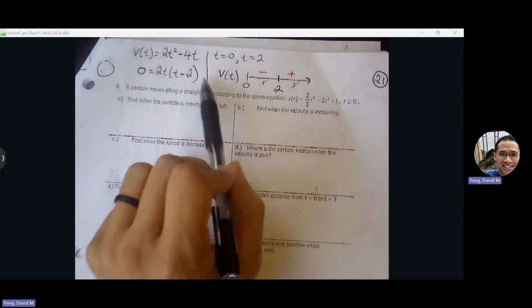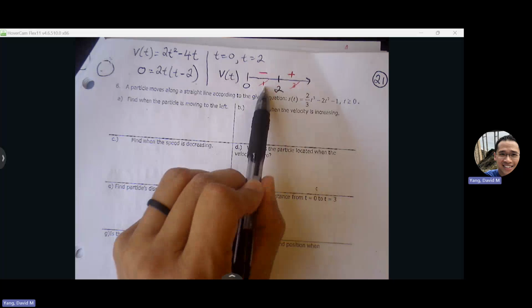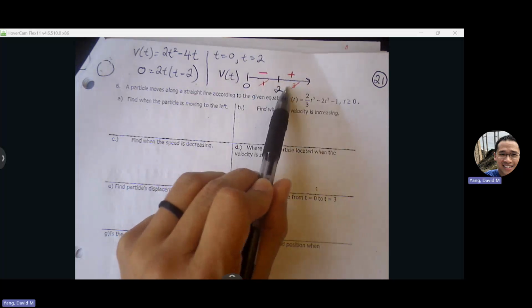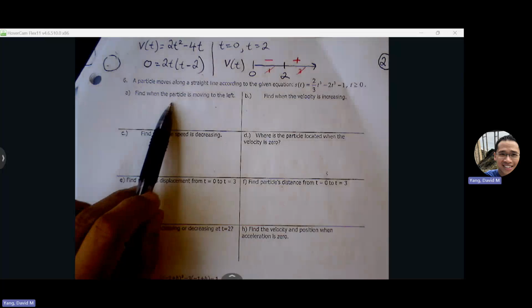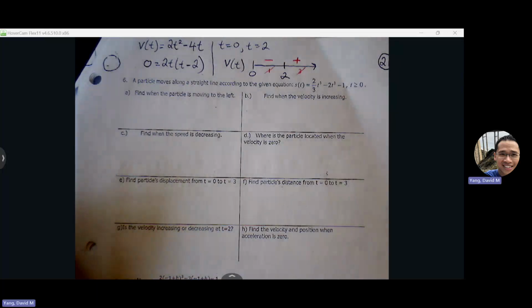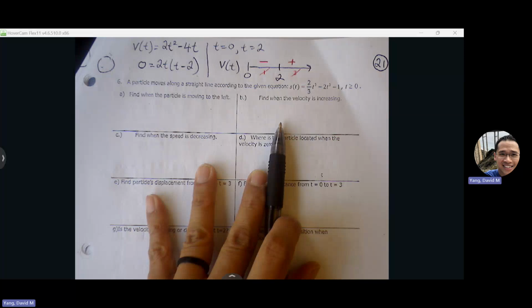Are we good with getting to the critical point, creating the sign line, filling it in, and making sure that the 1 and 3 don't get involved later on? When is the particle moving to the left? Bracket 0, 2. So this one is not going to be bracket.